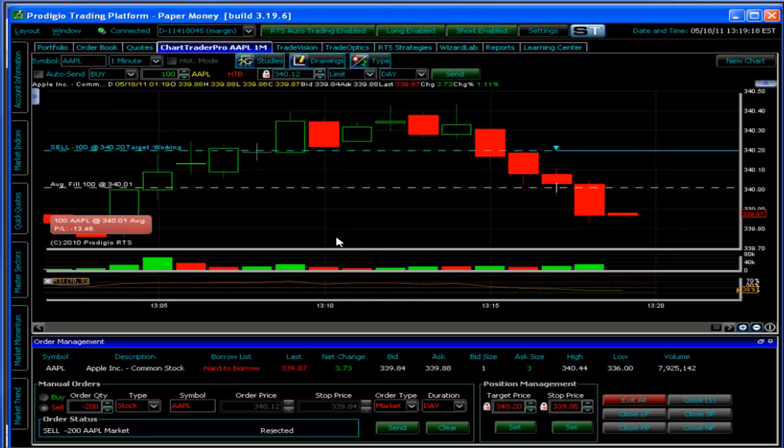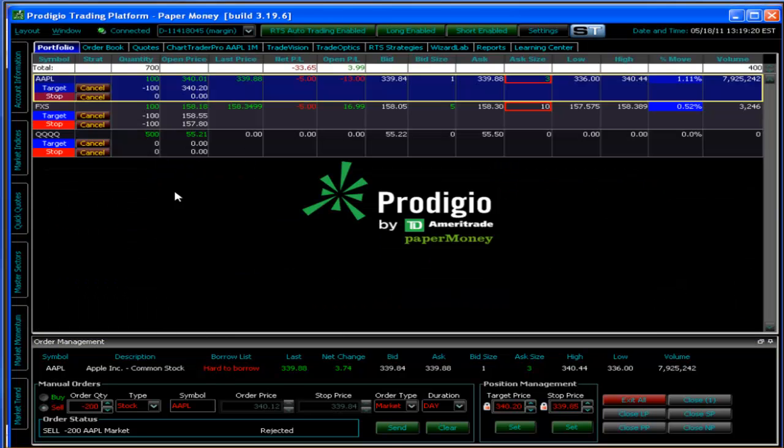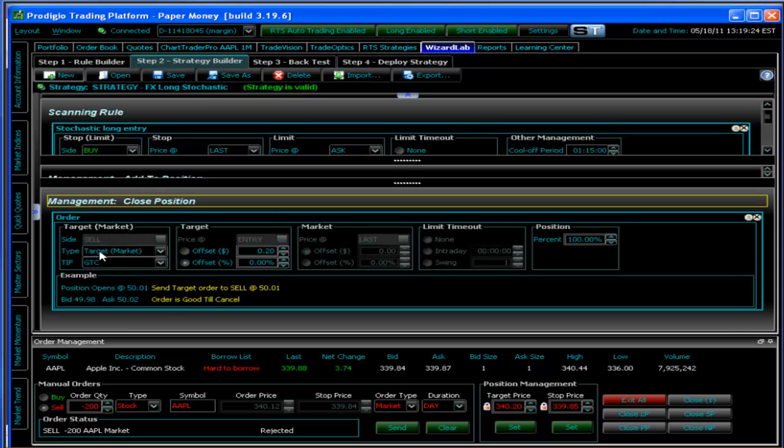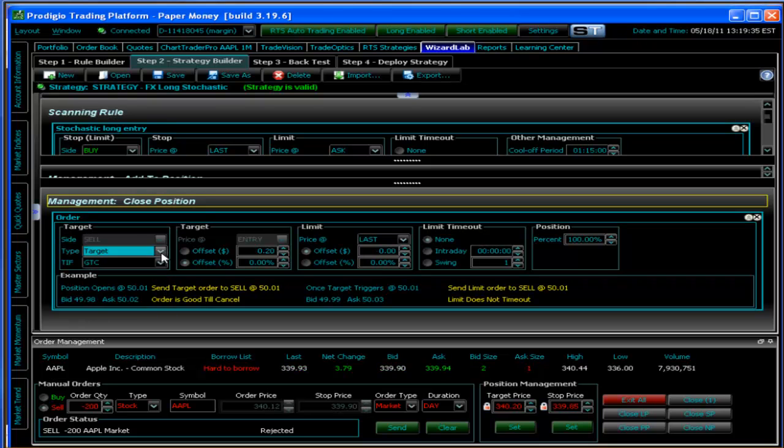At the moment on pre-production here, it's telling me it's hard to borrow, so I can't do it. That may not be true on the production system. But I've got target orders, and you can think of this exactly like a stop. And you'll notice, when I change between stop and target, the only thing that changes is this offset goes from negative to positive. That's it. I'm sorry, target market.